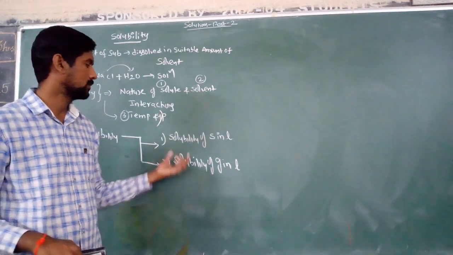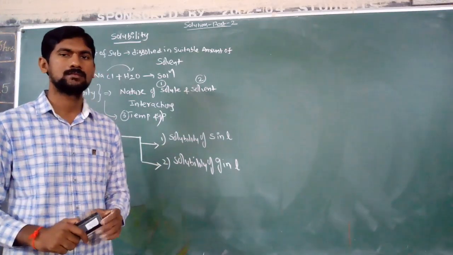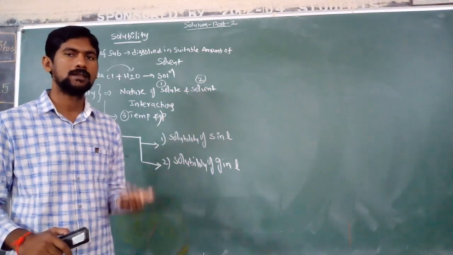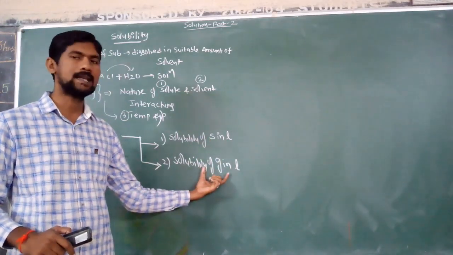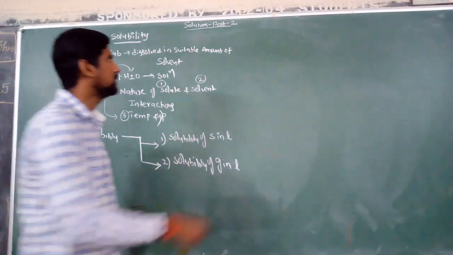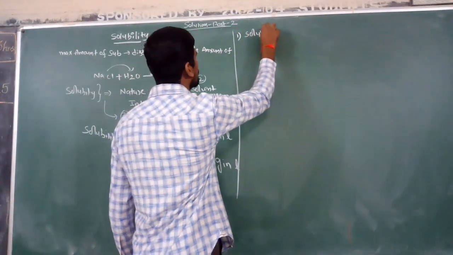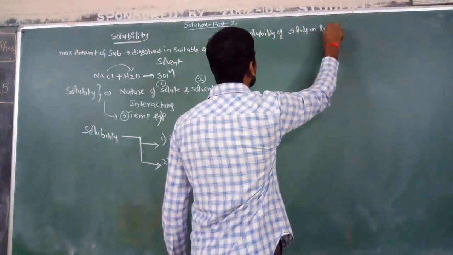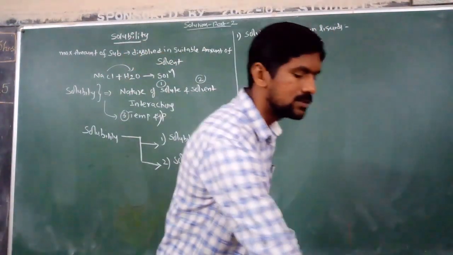We are going to discuss the solubility of two systems and the factors influencing their solubilities, like I already told: nature of solute, solvent, temperature and pressure. How these factors can influence the solubility of solids in liquids and solubility of gases in liquids. So coming to the first one, solubility of solids in liquids.